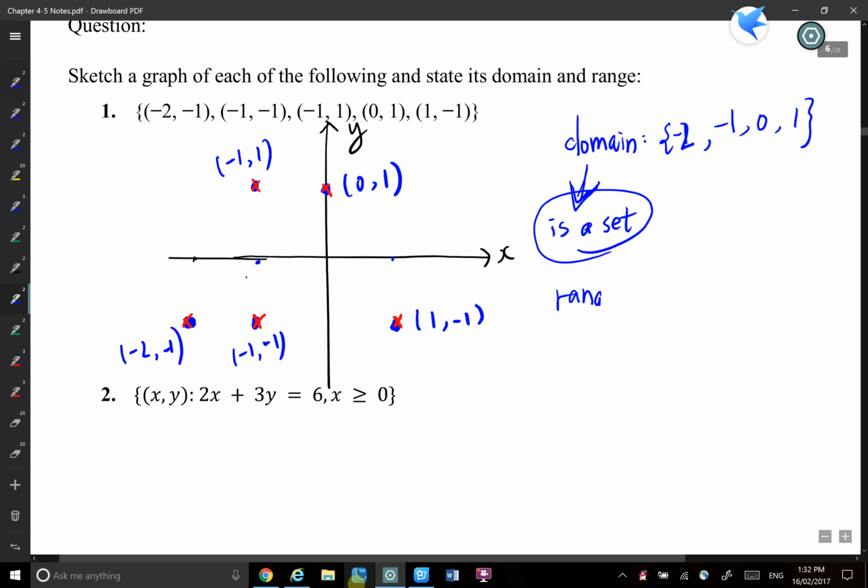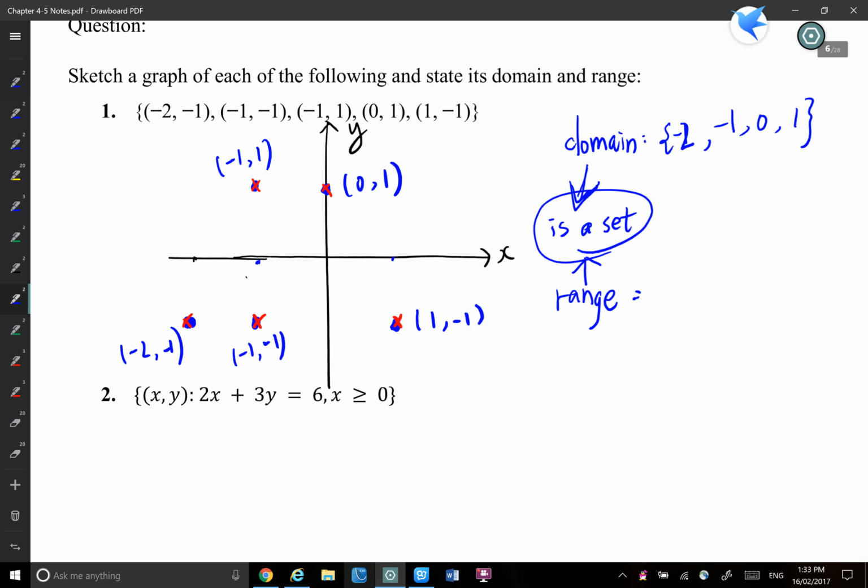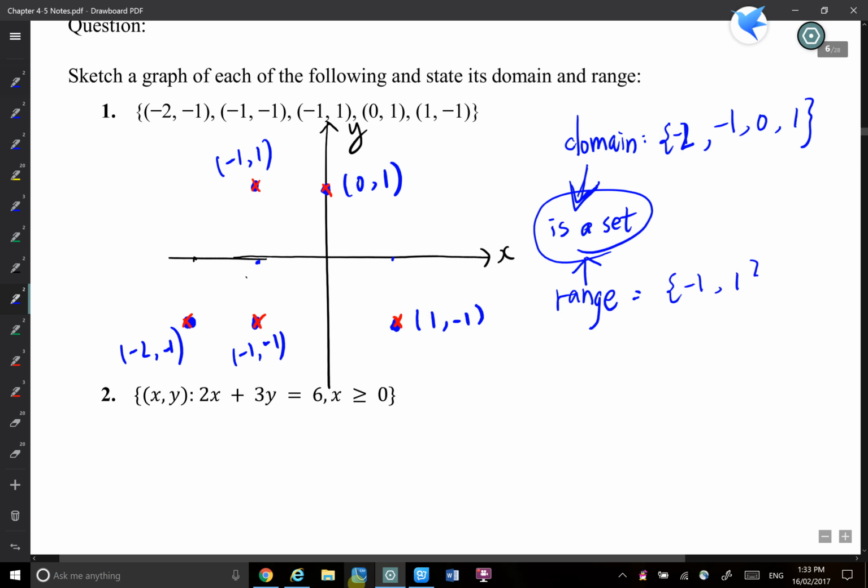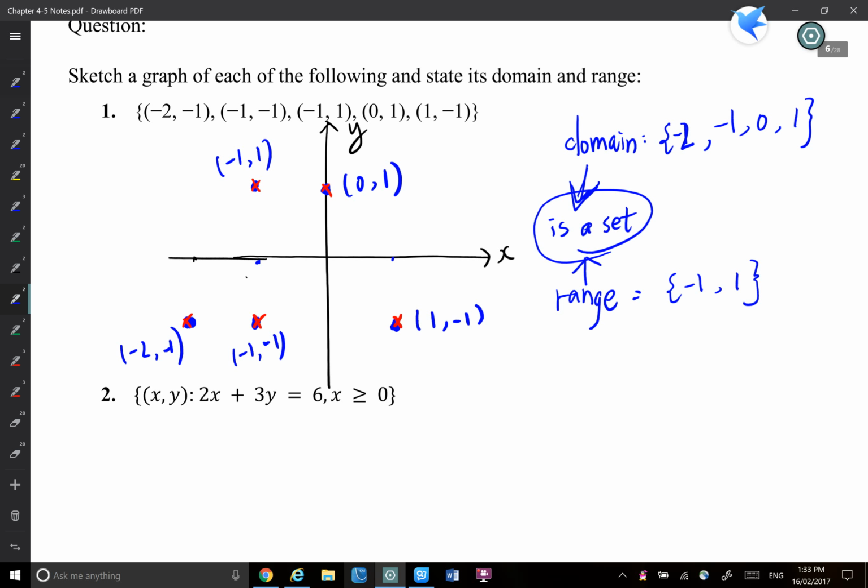So what is the range? Range is a set as well. What's the range for this question? Do we have 0? No. So what do we have again? We only have -1 or 1. We only have y values at -1 and 1. So the range will be {-1, 1} in the curly brackets.